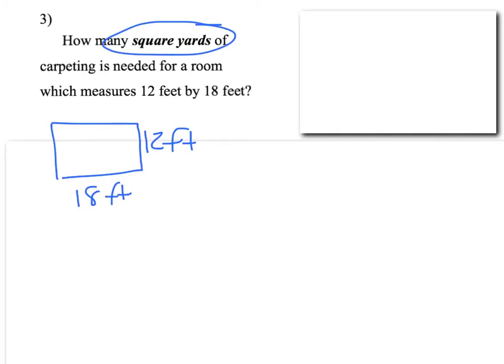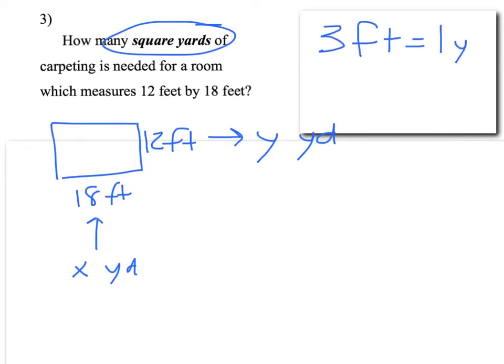So the first thing we have to do is convert 18 feet into X number of yards. And then I'm going to do 12 feet, convert that into Y number of yards. So we need to remember the conversion factor that 3 feet are in 1 yard. You can find that in your planner. You can find that online, anywhere, but that is a conversion factor. So we're going to need that.